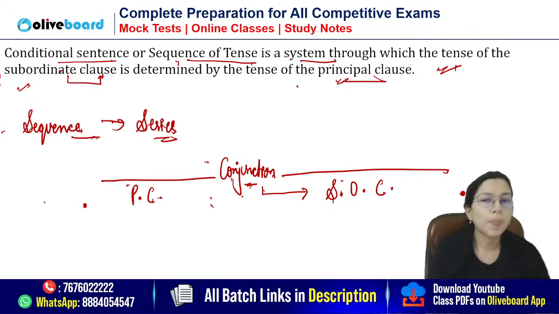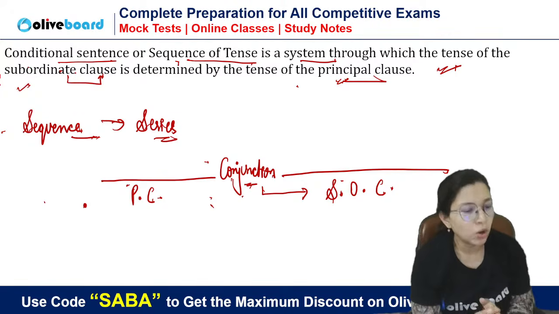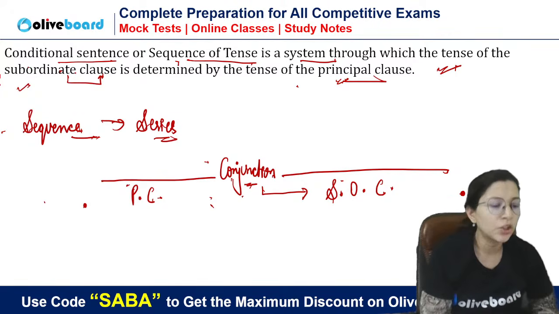Is this clear? Did you get the point? The part that follows the conjunction is the subordinate clause. The part that is connected to and follows the conjunction is the subordinate clause, and the remaining part is what? It is our principal clause.